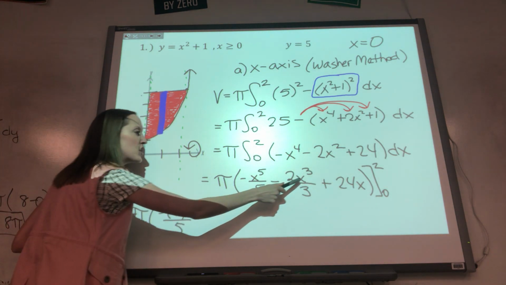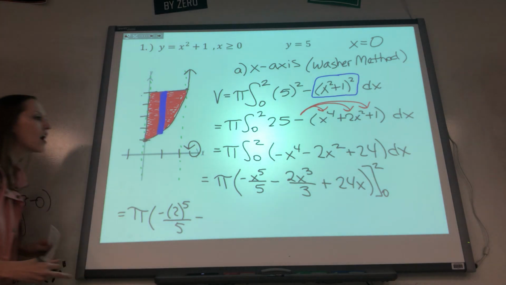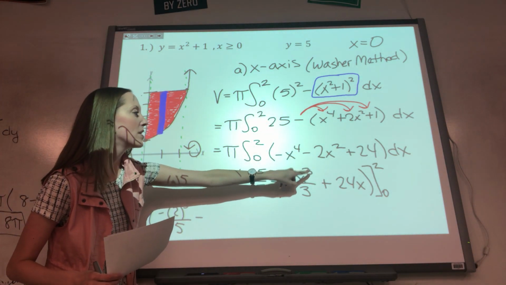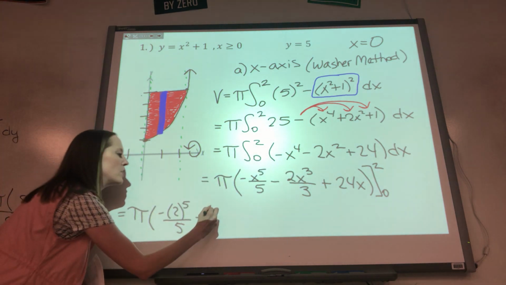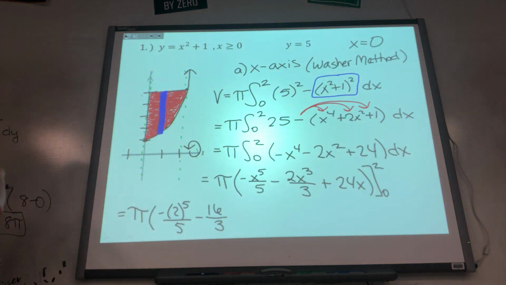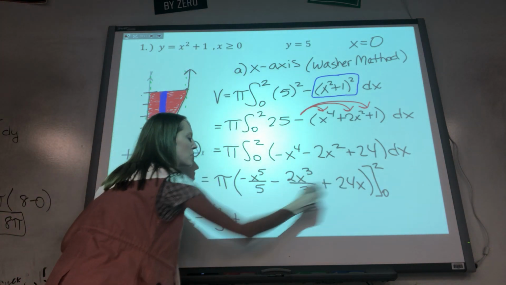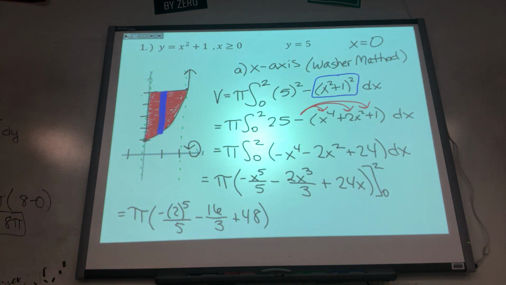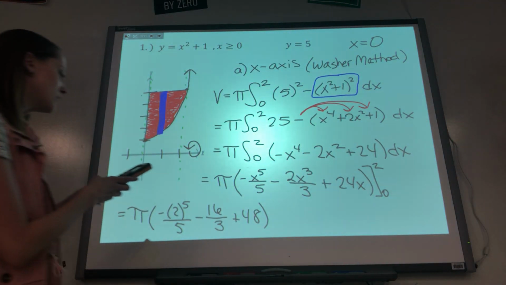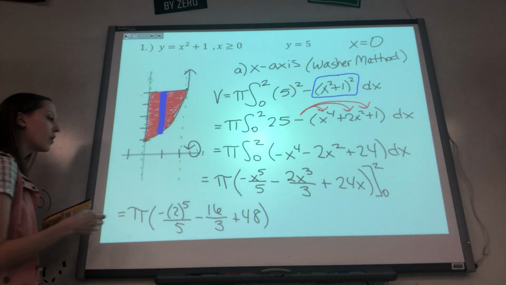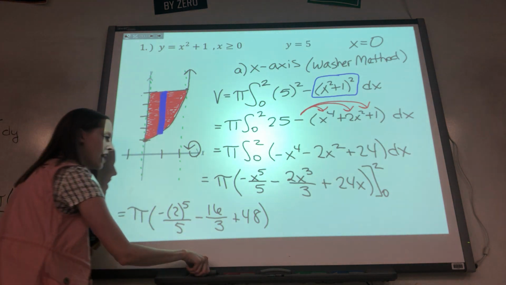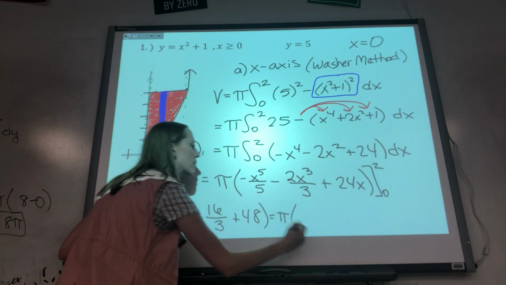When I plug in the 2 right here, I may go ahead and do a little bit of math. 2 to the 3rd power is 8. 8 times 2 is 16. And plugging in a 2 right there, 24 times 2, that'll just be 48. Now, there you are, calculator. 2 to the 5th power is going to give you a 32, but then you have to make it negative.